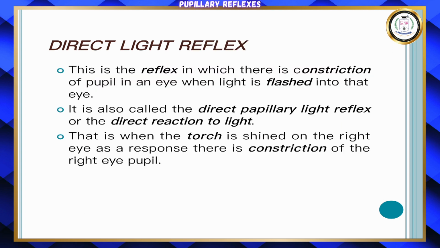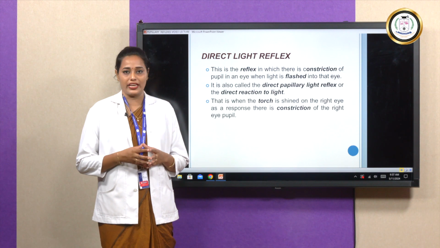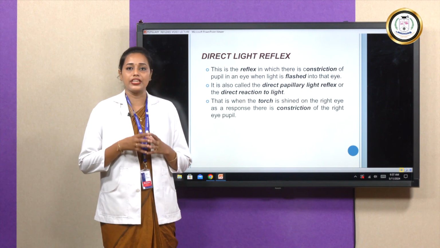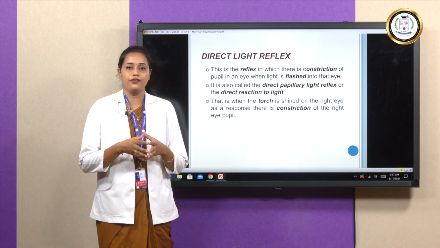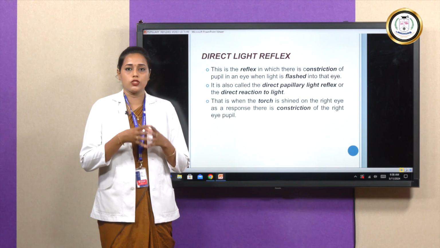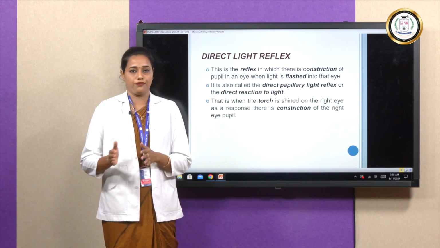First, we'll discuss direct light reflex. This direct light reflex is also known as direct pupillary light reflex or direct reaction to light. In this reflex, when the light is shined on one eye, we get the response in the same eye. So, this is called direct light reflex.